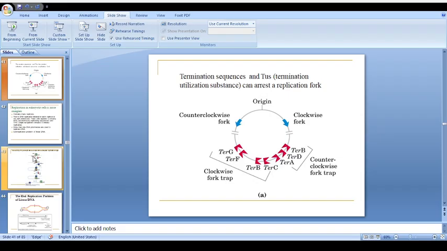This is the story of prokaryotic replication. We'll see the eukaryotic replication in the next video.